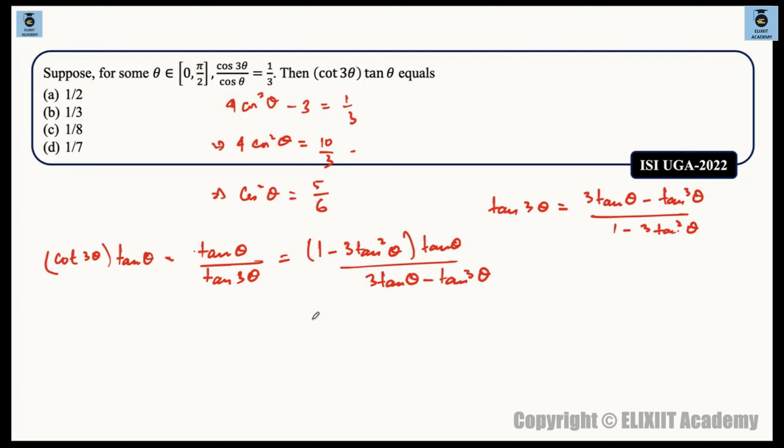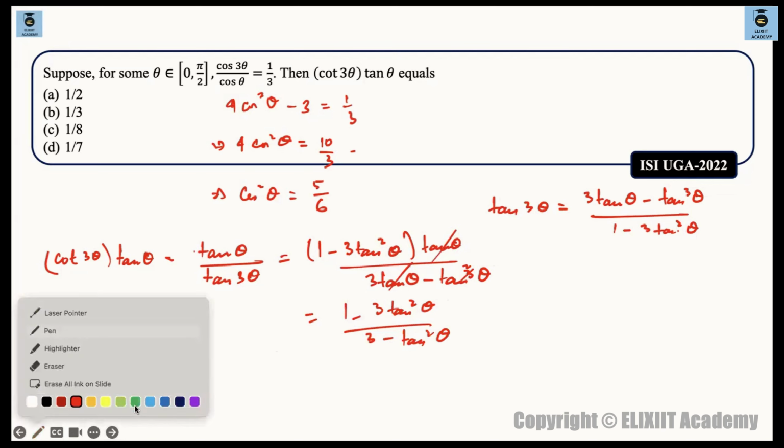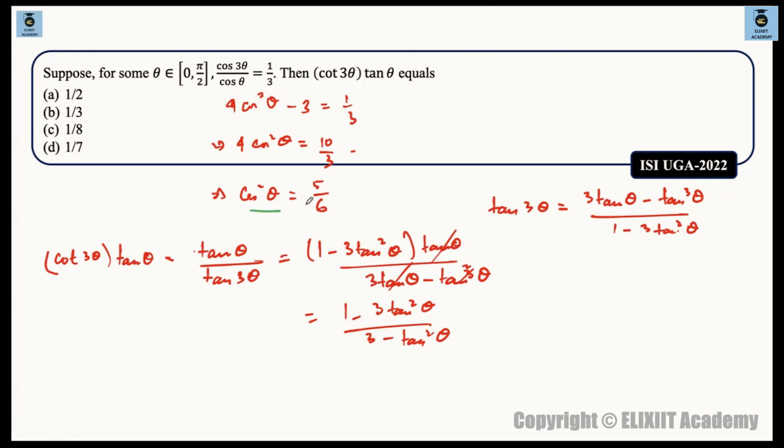Okay, so definitely one of the tan theta will get cancelled. This will become square, right? So you'll be left with 1 minus 3 tan square theta upon 3 minus tan square theta. Now in this entire story, you only have tan square theta. So you just have to find the value of tan square theta, which we can find from here itself, because cos square theta is given to be 5/6.